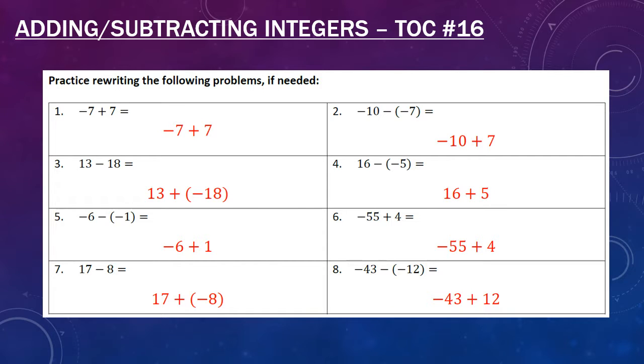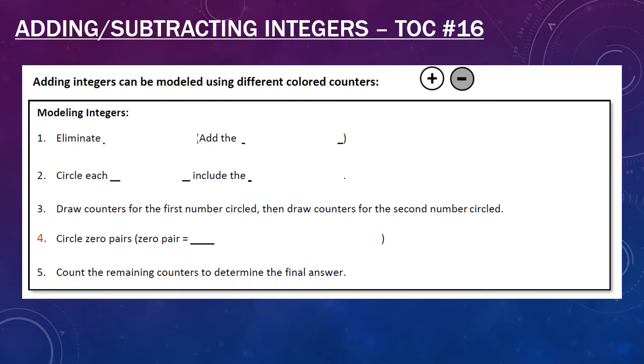All right, flip over your paper. We're on to the back. Now we're going to show you how you can model adding integers using counters, and we'll use these in class on day 2, but this is just a pre-teaching kind of thing. So your first step is to eliminate subtraction. It's dead. And then you're going to add the opposite, meaning positive or negative.